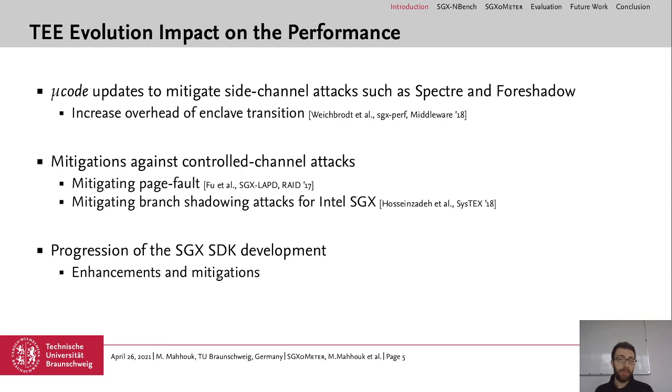However, there are also other factors that can have an impact on the performance, one of them being the evolution of this technology itself. Intel SGX CPUs offer a software layer which can be updated by microcode. Some of these microcode updates mitigate side channel attacks such as Spectre and Foreshadow. These mitigations also increase the performance overhead, which was measured in the SGX-Perf paper, where they observed that after applying these mitigations, the cost of enclave transitions almost triples.